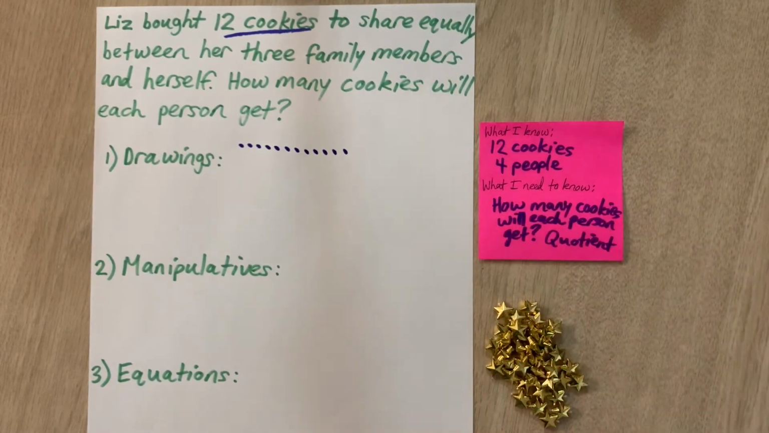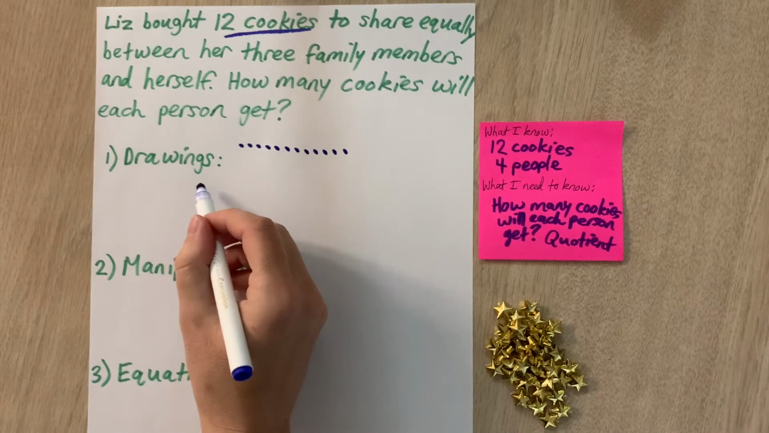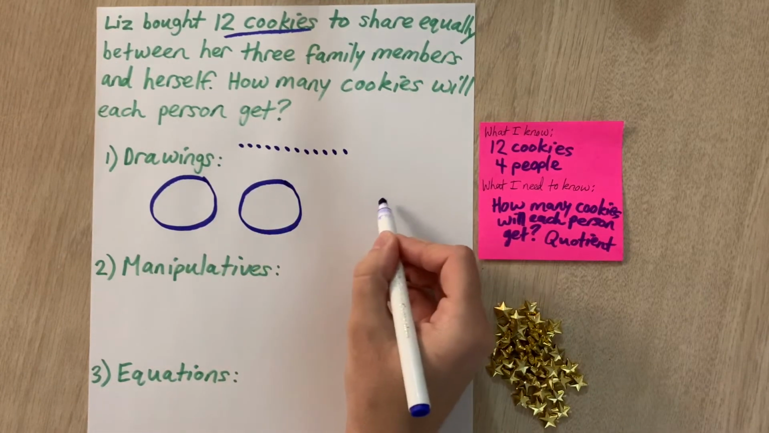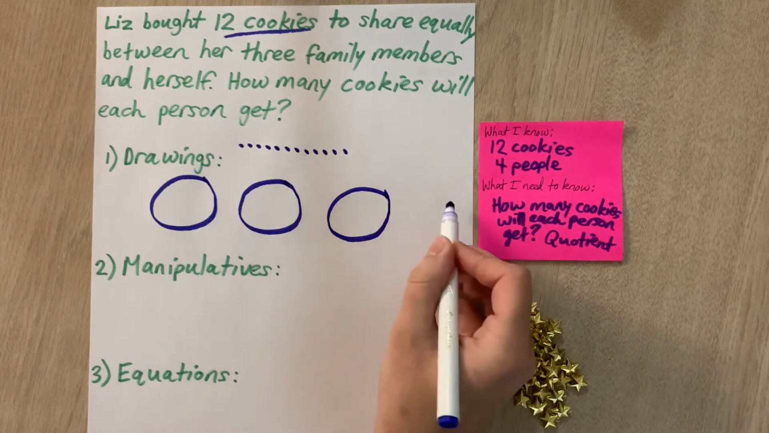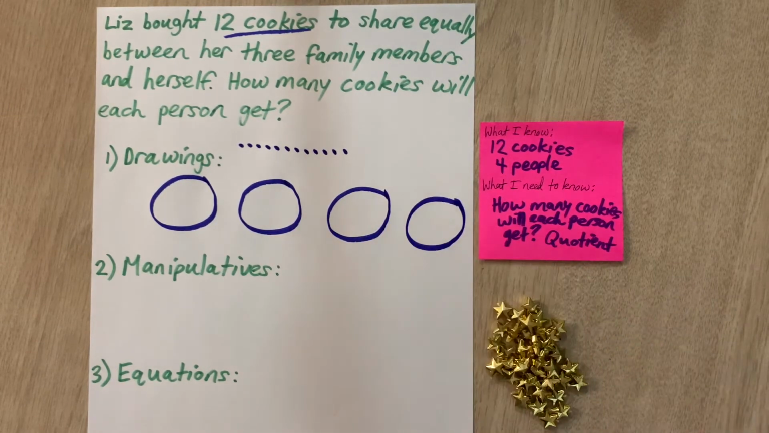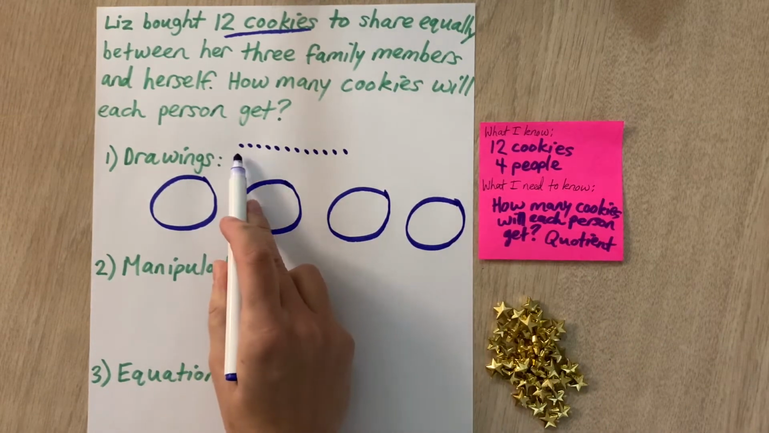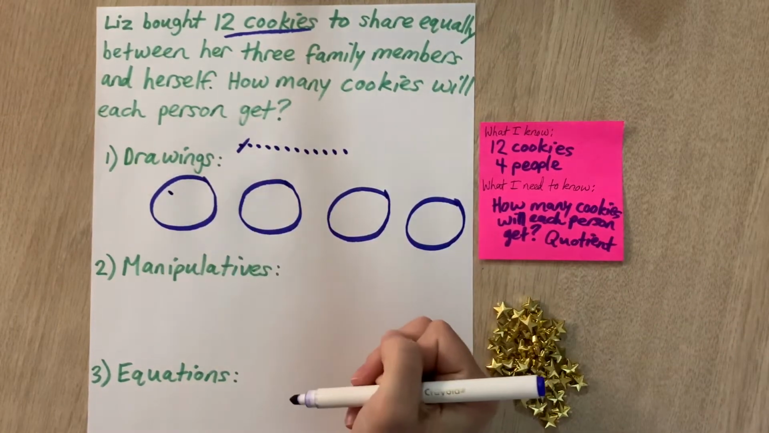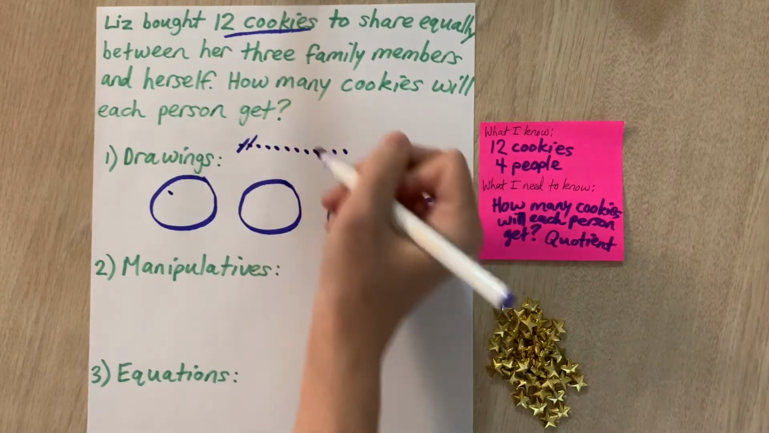So that means that we're going to have how many groups? If you said 4 groups, you're correct. So let's draw 4 circles: 1, 2, 3, and 4. And we have to divide or share these cookies equally between each pile or each group. I'll cross them off one by one as I place them into a pile so that it's nice and easy to keep track of them.